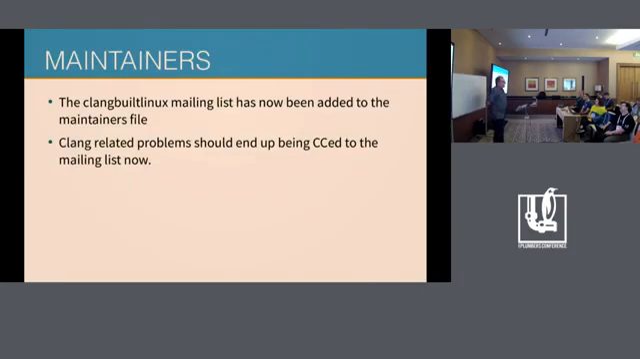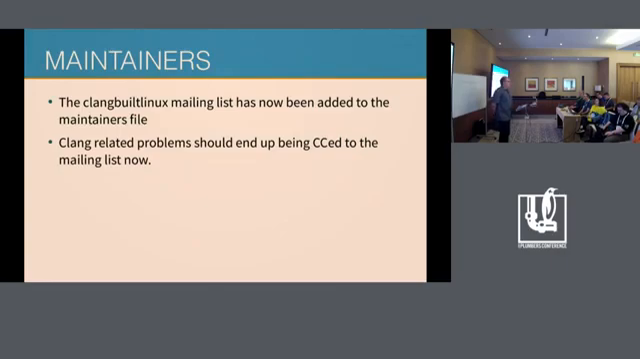This was actually noticed the other day on the kernel mailing list. They actually also added the Clang-built Linux mailing list to the maintainers file. If you look carefully, instead of specifying a file, there's a pattern in there that basically says if the file contains the word clang, messages should head over to this mailing list. So basically, the clang group has more or less added themselves as maintainers for any file that claims that there's some sort of clang aspect, which is interesting.